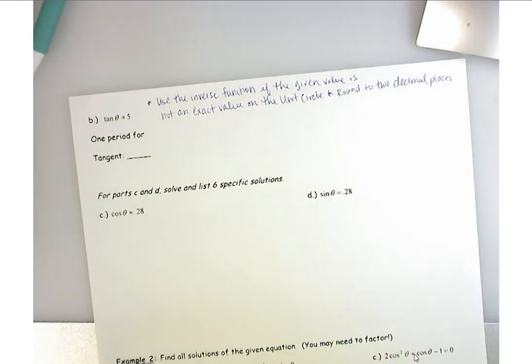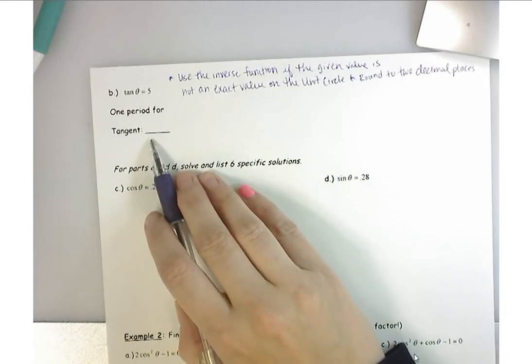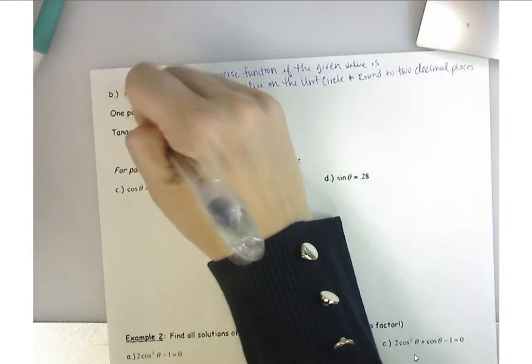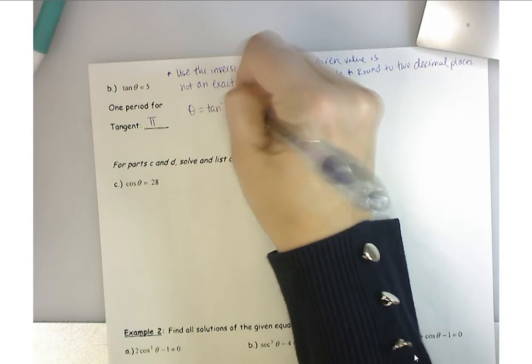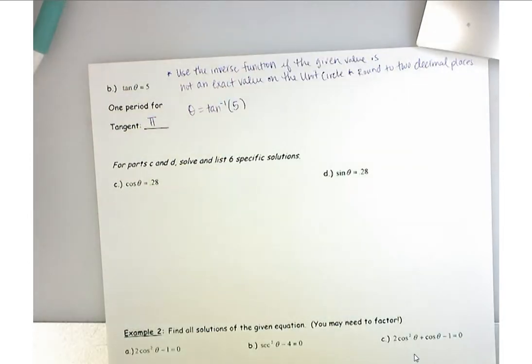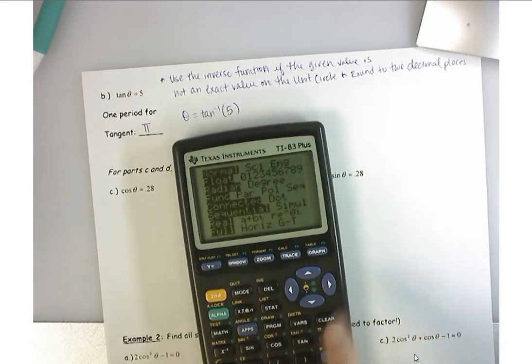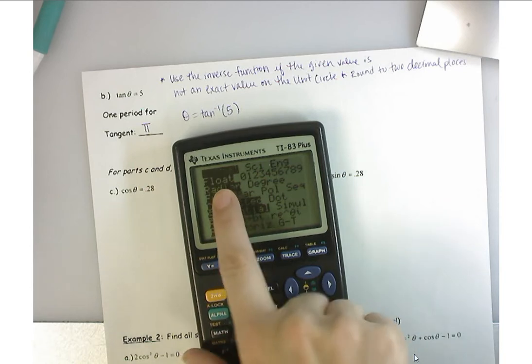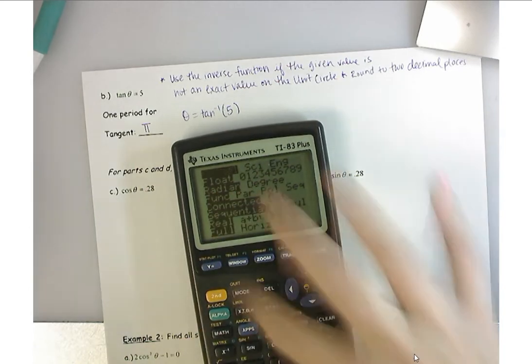All right, so then for the tangent, what is 1 period for the tangent? It's pi. Okay, so the first thing I'm going to do to find theta is to do the inverse of 5. Now, everything we're doing is in radians. So you do want to check your mode. Make sure that your mode is in radians. Okay, mine is. If the degree is highlighted, you'll need to highlight the radian and press enter.